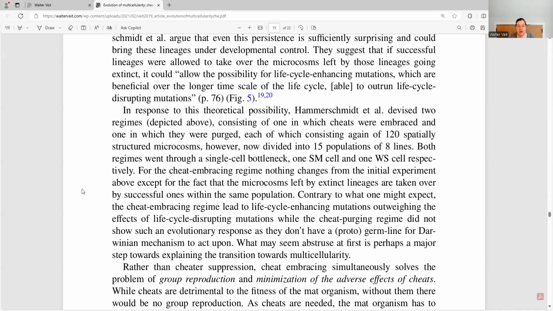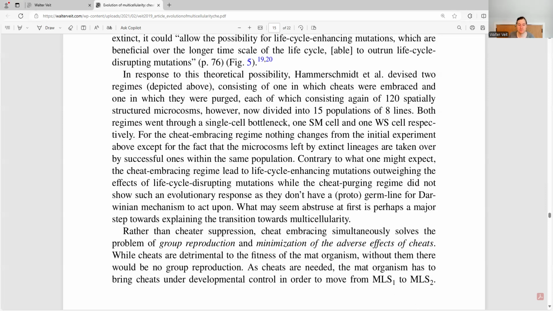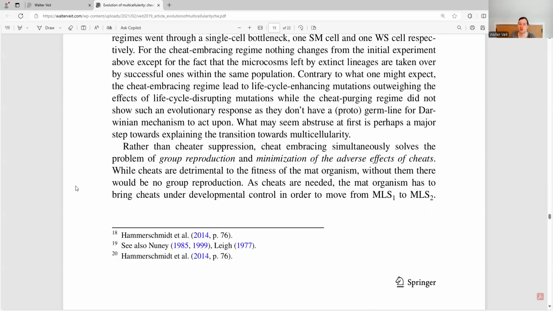Contrary to what one might expect, the cheat-embracing regime led to life cycle-enhancing mutations, outweighing the effects of life cycle-disrupting mutations, while the cheat-purging regime did not show such an evolutionary response, as they do not have a proto-germline for Darwinian mechanisms to act upon. What may seem abstruse at first is perhaps a major step towards explaining the transition towards multicellularity. Rather than cheat suppression, cheat embracing simultaneously solves the problem of group reproduction and minimization of adverse effects of cheats.